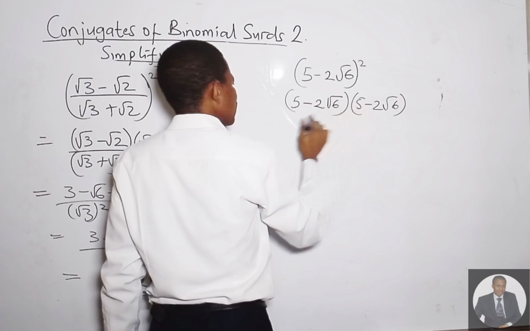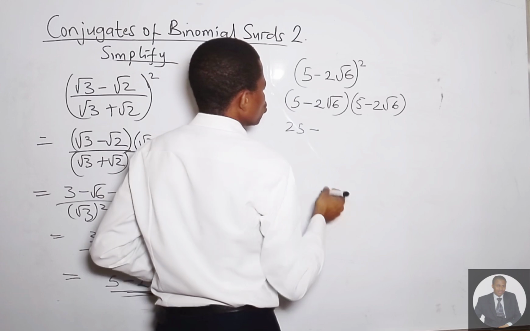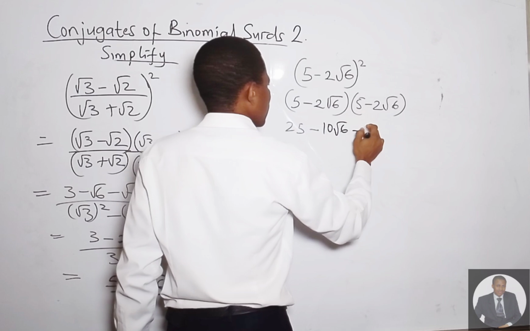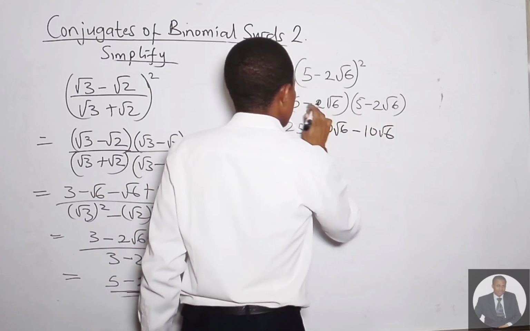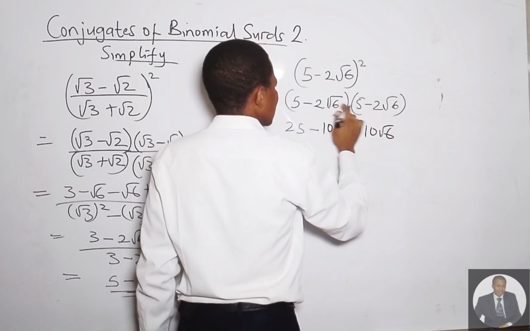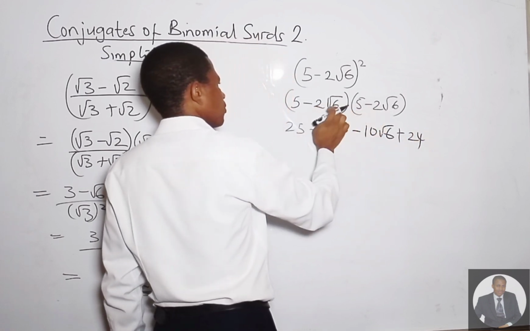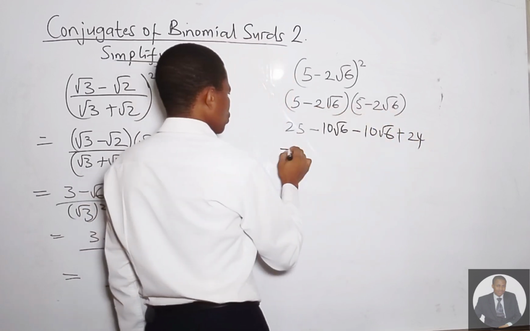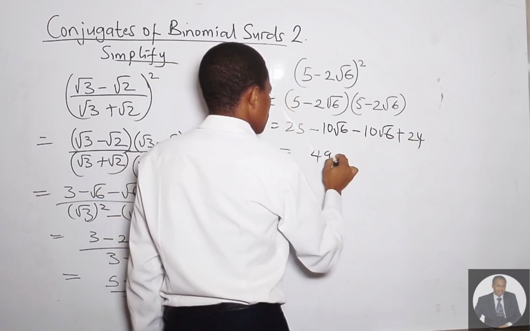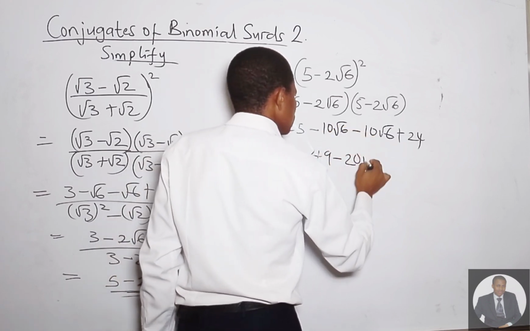So 5 times 5 is 25. 5 times minus 2 root 6, that's minus 10 root 6, minus 2 root 6 times 5, that's minus 10 root 6, minus 2 root 6 times minus 2 root 6, 2 times 2 is 4, 4 times 6 is 24. So what do we have here? 25 plus 24, that's 49, minus 10 root 6 minus 10 root 6, that's minus 20 root 6.